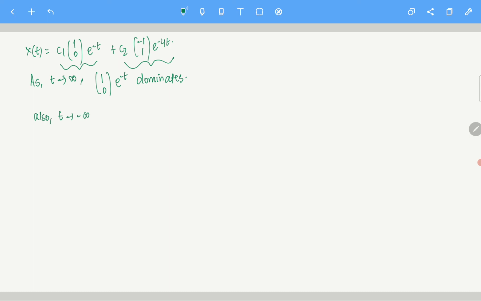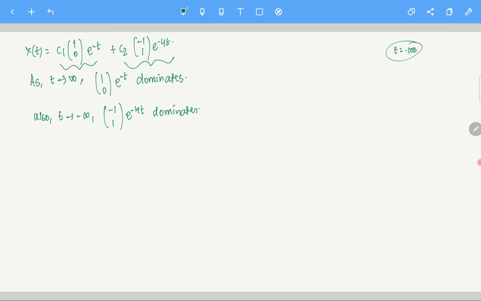Also, t tends to minus infinity. Let's say t equals minus 100. In that case, what happens? If it is minus 100, then it is e power 400, and the other is only e power 100. So e power 400 is much bigger, extremely big. So x of t, in that case, this solution with e power minus 4t dominates.